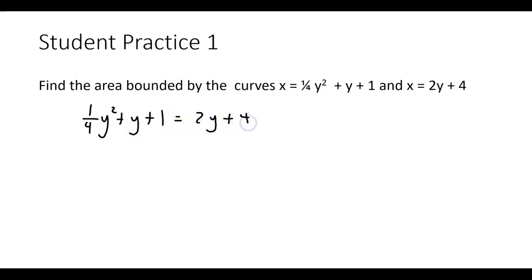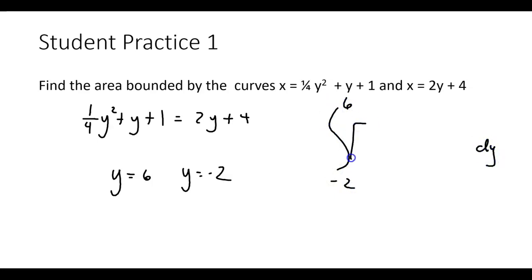Now, I'm not going to show all my work for that, but if you go ahead and solve it, you guys should have ended up getting 6 and -2. Okay, so those are going to be your lower limits and upper limits. Then we need to figure out which one is on the right and which one is on the left. We do right minus left.